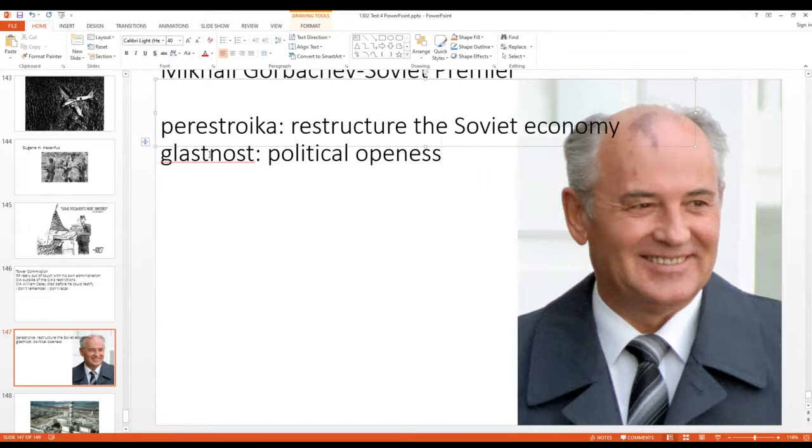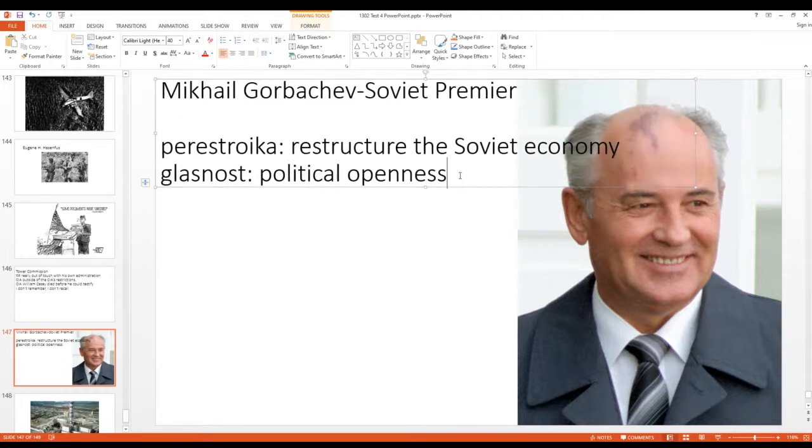And what was called glasnost, or political openness, allow newspapers to be critical of the government. That hadn't gone on in the Soviet Union since World War I, to have that type of political openness, political open debate. The fact is, the Soviet economy was in dire straits.